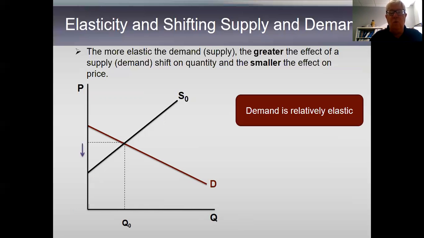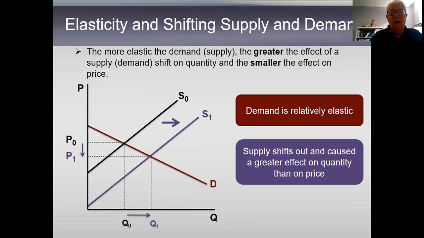So here we see an example where demand is relatively elastic. Compared to the supply curve, it's flatter. So let's see what happens when we allow the supply curve to shift out. As the supply curve shifts out from S0 to S1, notice here, the price goes down, but the quantity goes up to a higher degree. You get a bigger increase in quantity than you had a decrease in price. That's because the demand is more elastic than the supply curve.